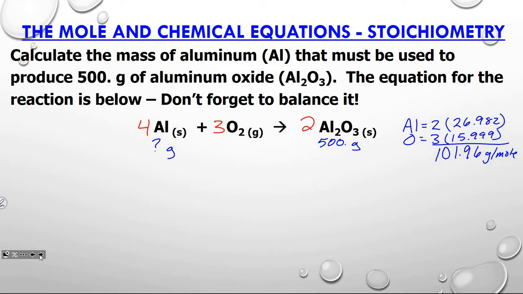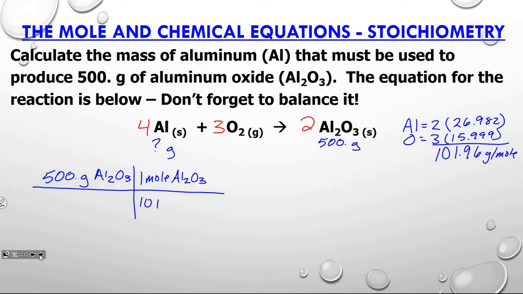Okay, so I have to work backwards. I start again with what they gave me. They only gave me one number, which was the 500 grams of aluminum oxide. Before I can use the recipe, I have to get it into moles, because those red numbers represent a mole ratio. So I've got to get it to moles first. So the first thing I do is use my mole map, and I say, okay, in 1 mole of aluminum oxide, there are 101.96 grams of aluminum oxide. So I can figure out how many moles I've got.